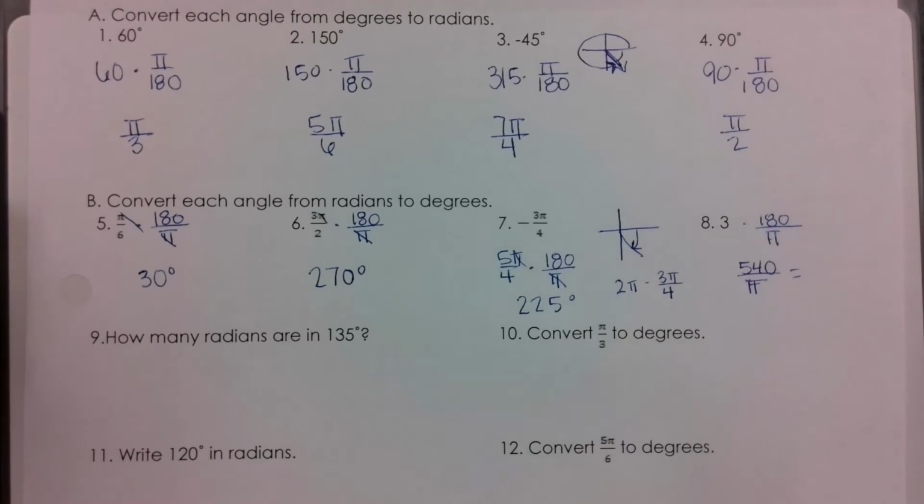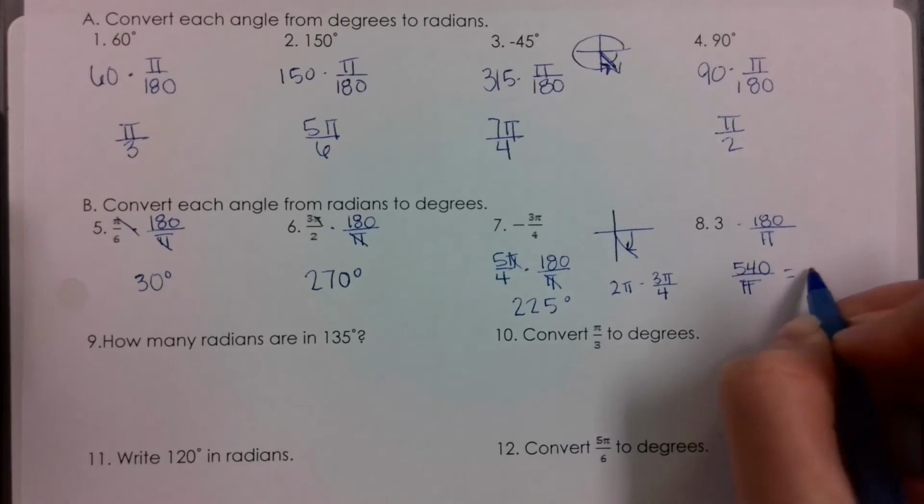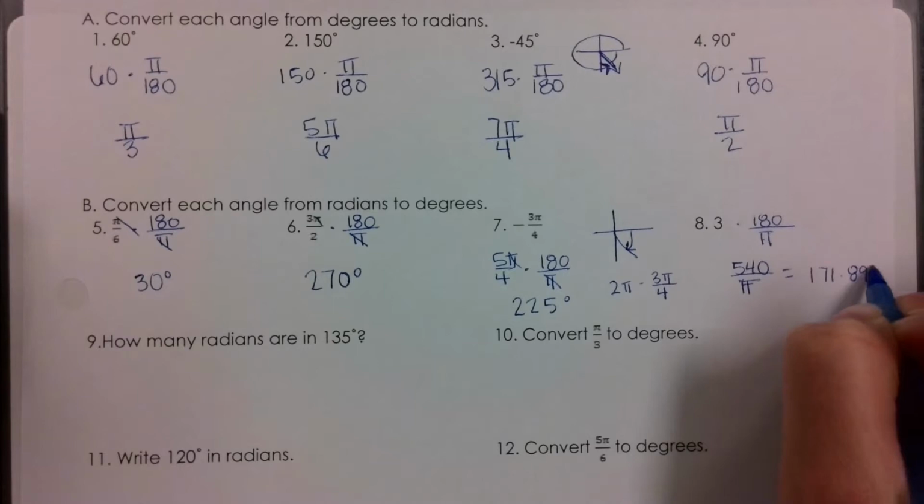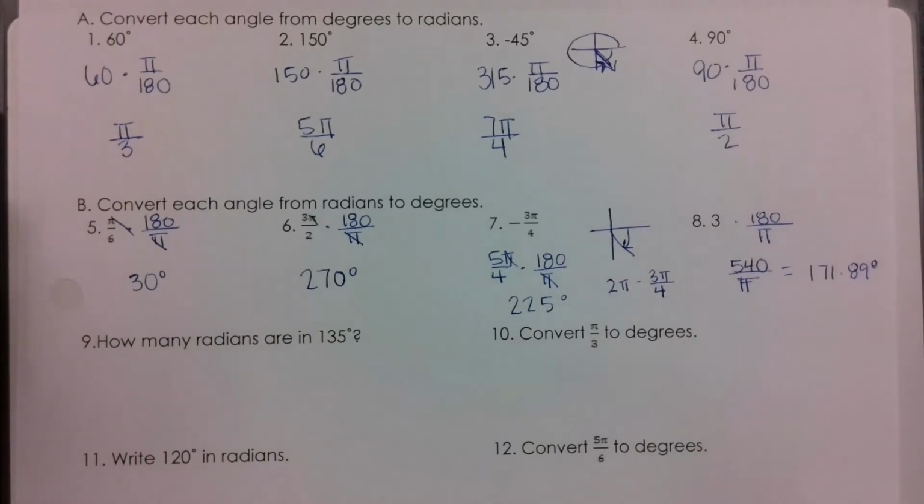As a decimal, what is that? I rounded to 171.89. Is that okay? The only reason we went to a decimal there is because it didn't reduce anything. Are we going from radians to degrees? Yeah. So it didn't come out nicely, but that's okay. Questions on any of those?